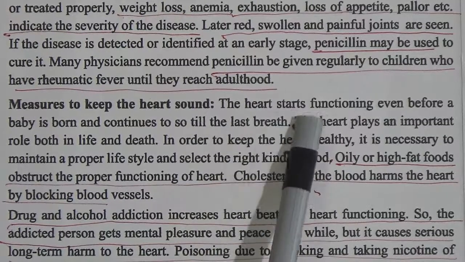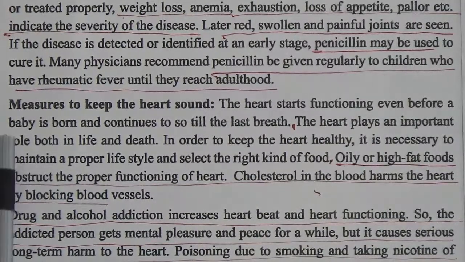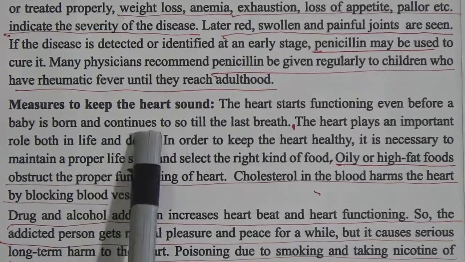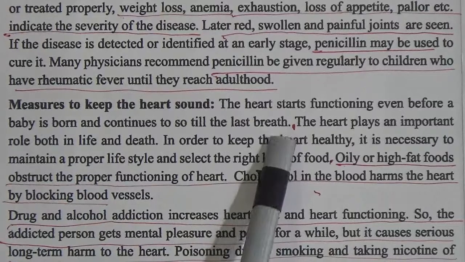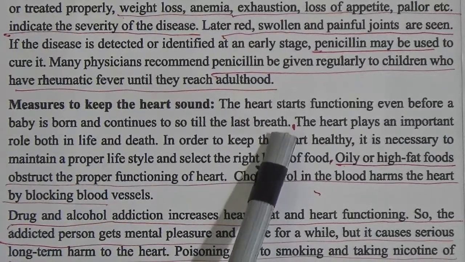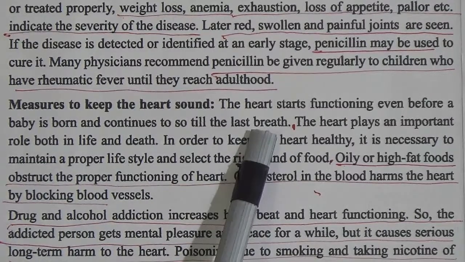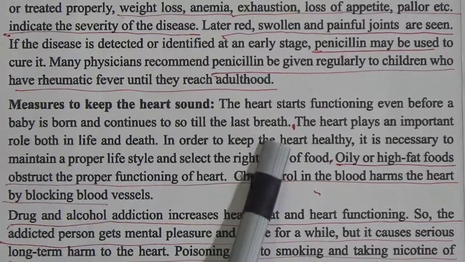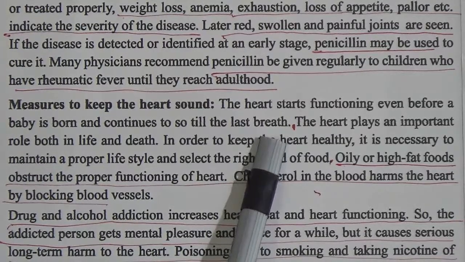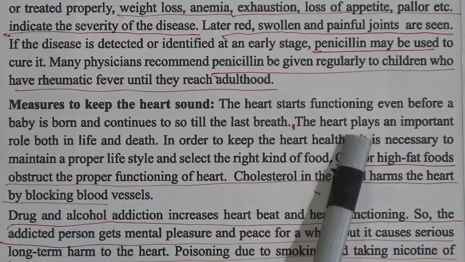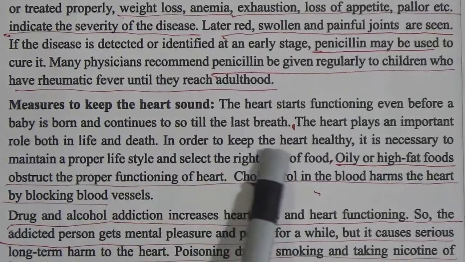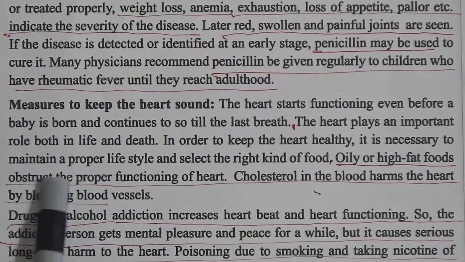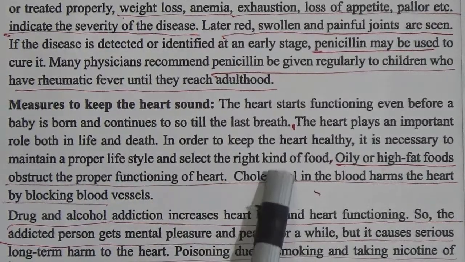Dear students, the heart starts functioning even before a baby is born and continues till the last breath. That means if you observe the ultrasound of a mother, when the baby is 8 weeks old, at that time we can listen to the heartbeat, or we can see the heart beating. The heart plays an important role both in life and death. In order to keep the heart healthy, it is necessary to maintain a proper lifestyle and select the right kind of food.